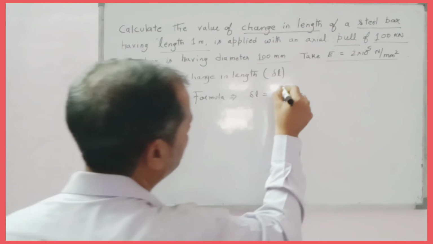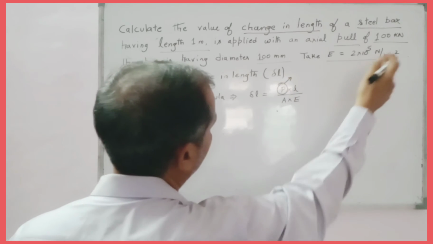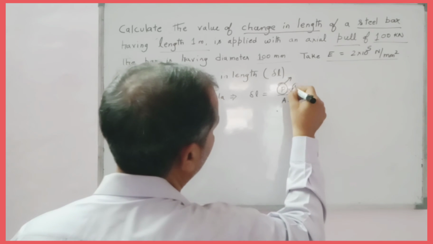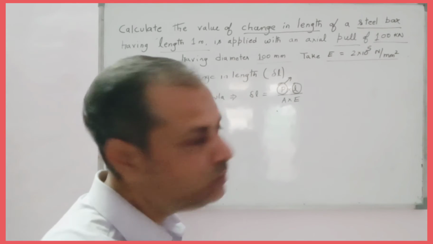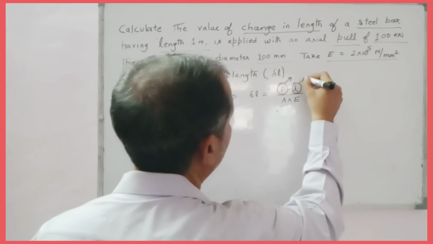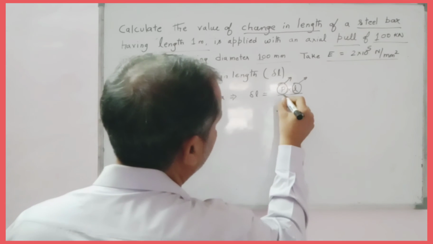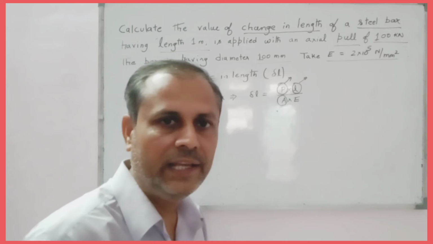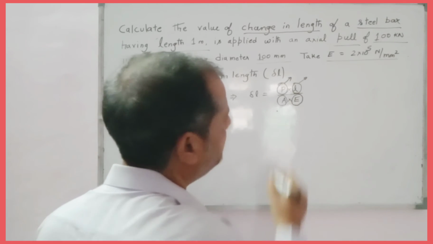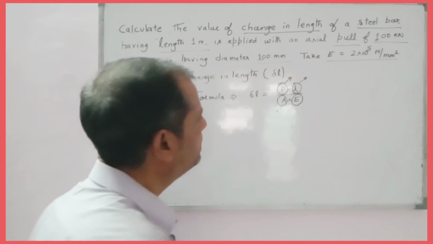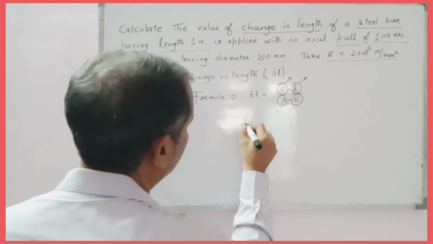What is P? P is applied load. Here it is given 100 kilonewton. Length of the member we have converted 1 meter into 1000 mm. So length of the member is given, that is 1000 mm. We can easily find out the cross sectional area of the member, and modulus of elasticity of the steel bar is given. After putting all the values, we can calculate change in length.